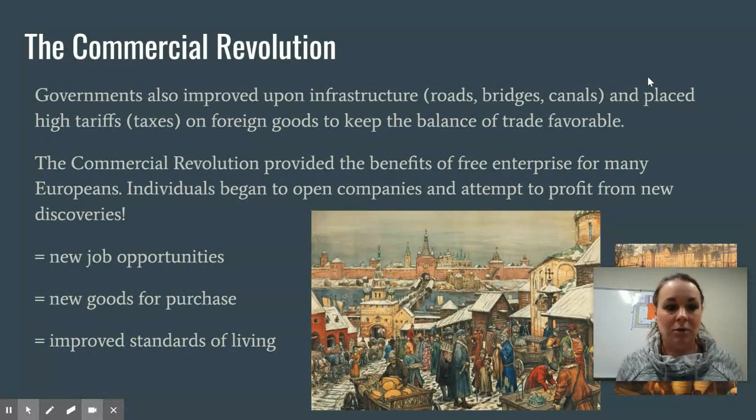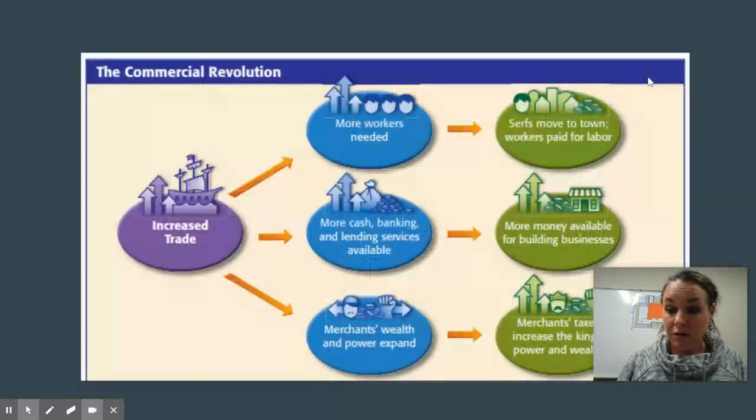Again, more job opportunities, more goods to purchase, improved standards of living. Because the governments, aka the kings, are getting so much wealth, a lot of them do put money back into the infrastructure of their kingdom. So improved and new roads, bridges, canals, and all of this, of course, increases and heightens trade. The better infrastructure you have, the better your trade is, the more money that your country is going to make as well. So, again, all of these things are positive on the European front.